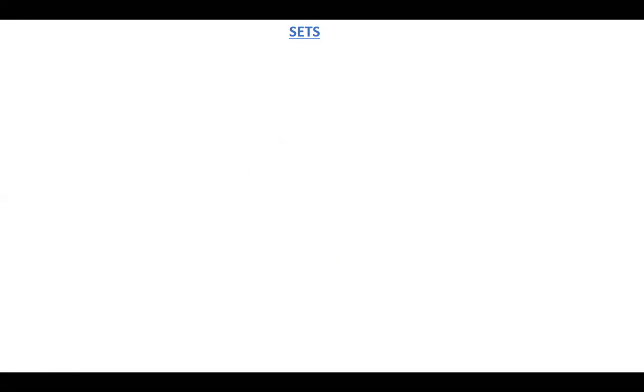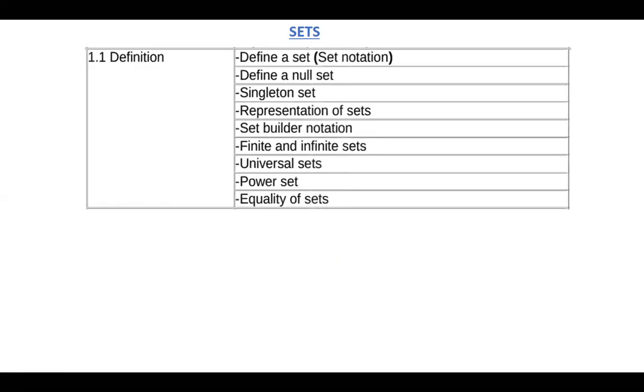So we'll start with the sets. This is just the outline of what we're going to look at today. A set by definition is a well-defined collection of distinct objects. It's a well-defined collection of distinct objects. Then, examples of sets: you can see here, sets can be denoted by these brackets here.